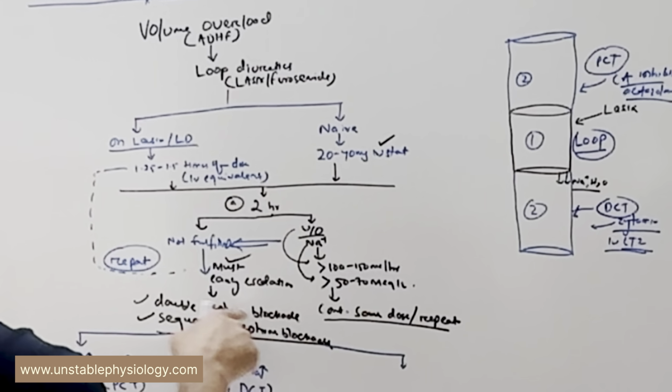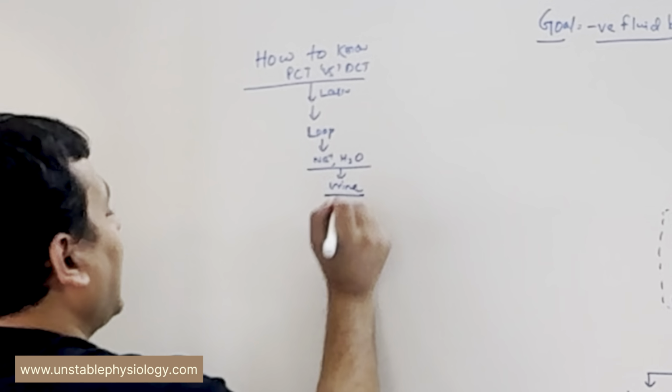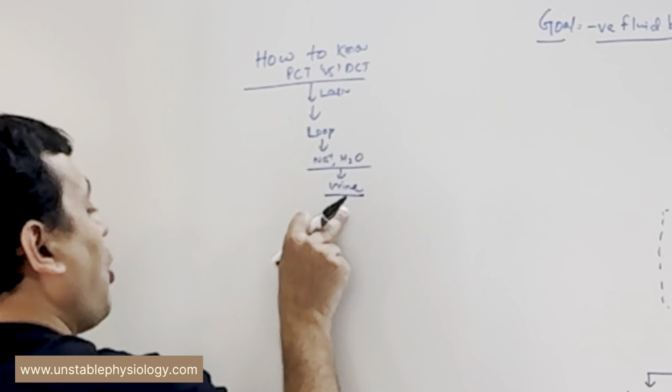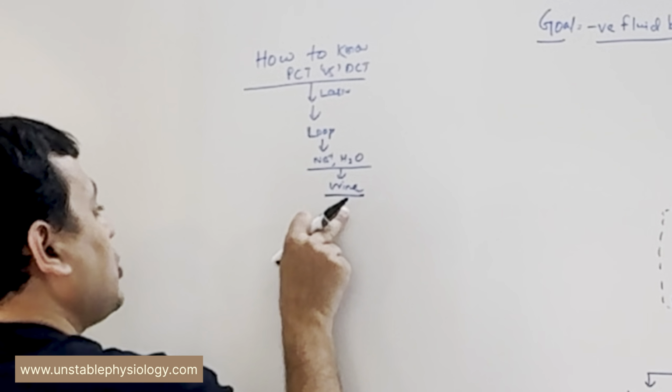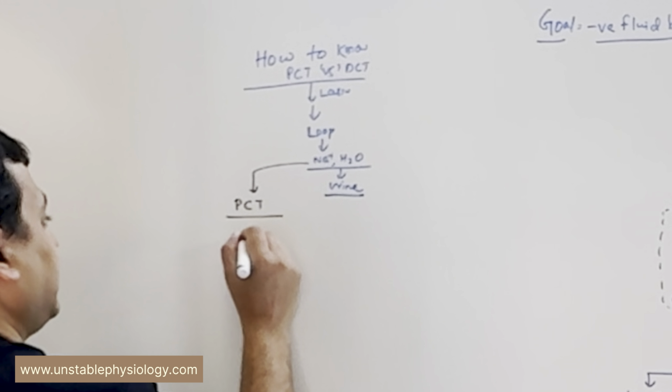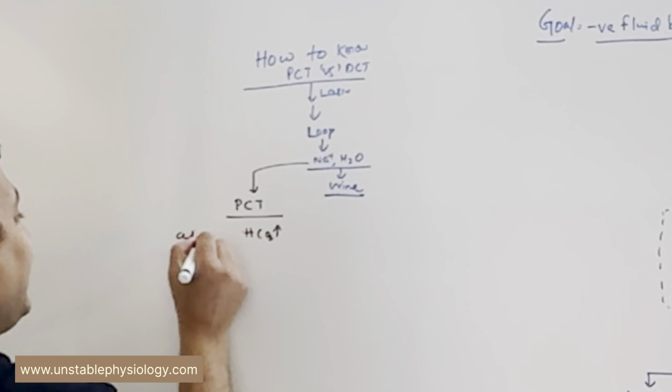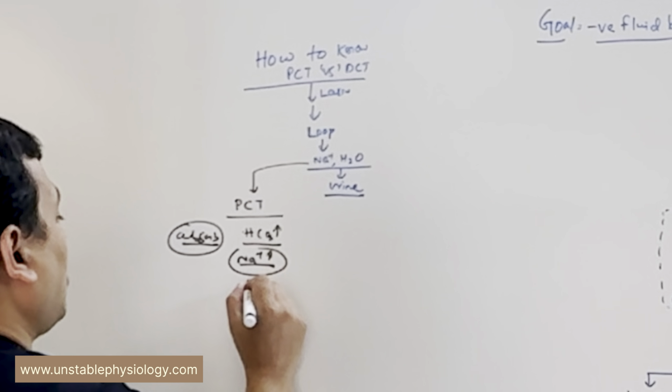So how to know PCT versus DCT? In both the cases we have given Lasix. Lasix will work on the loop of Henle. So what will it do? It will excrete sodium and water via urine, right? Now what happens if it is being lost in the urine? What is the PCT supposed to do? PCT is supposed to absorb bicarbonate, increase it in serum, and you know when bicarb is absorbed, sodium follows, sodium bicarbonate, and when sodium goes, water follows.